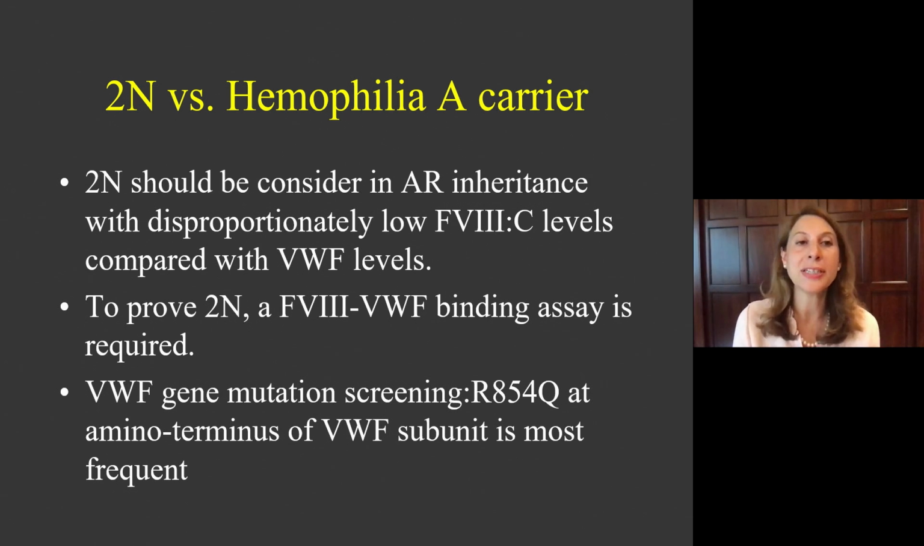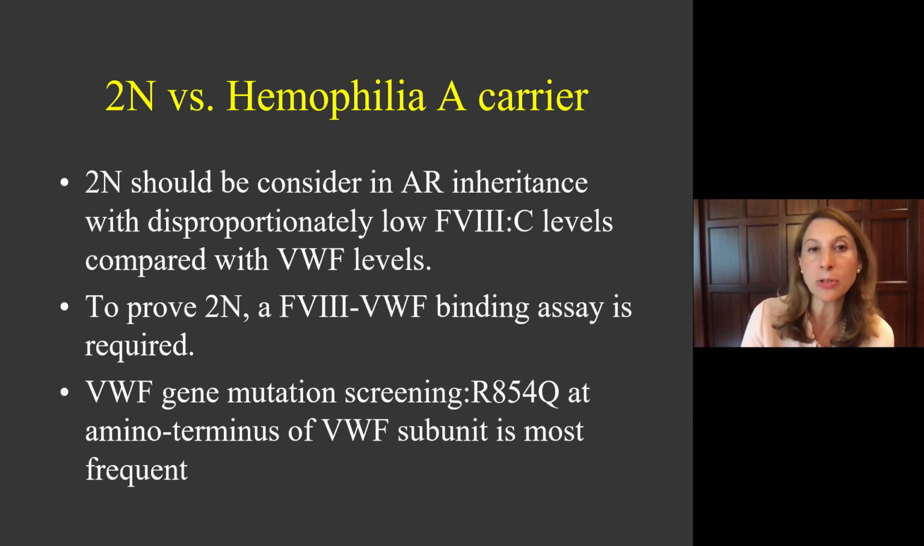So that's very important to distinguish 2N from hemophilia A carrier, especially in this woman. 2N should be considered in autosomal recessive inheritance with a disproportionately low factor 8 level compared to the von Willebrand factor levels. In this case, in order to prove if the person had type 2N, a test called a factor 8 von Willebrand factor binding assay could be done, and that can actually help you to distinguish. Usually these patients have problems in the von Willebrand factor at the amino terminus where the factor 8 binds, and that's R854Q. That's where they most likely have a problem.